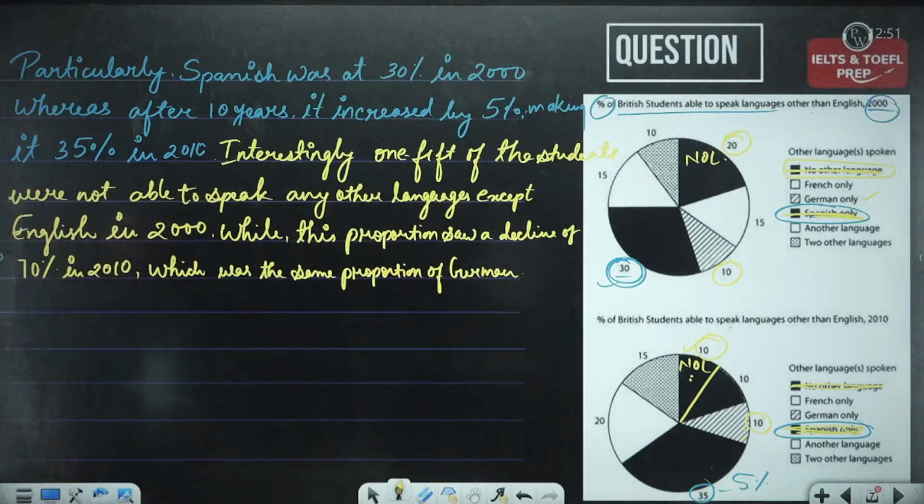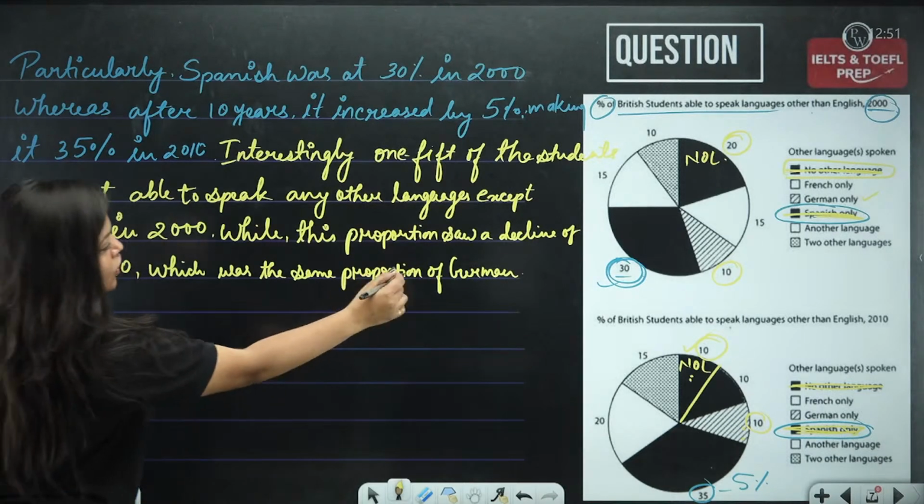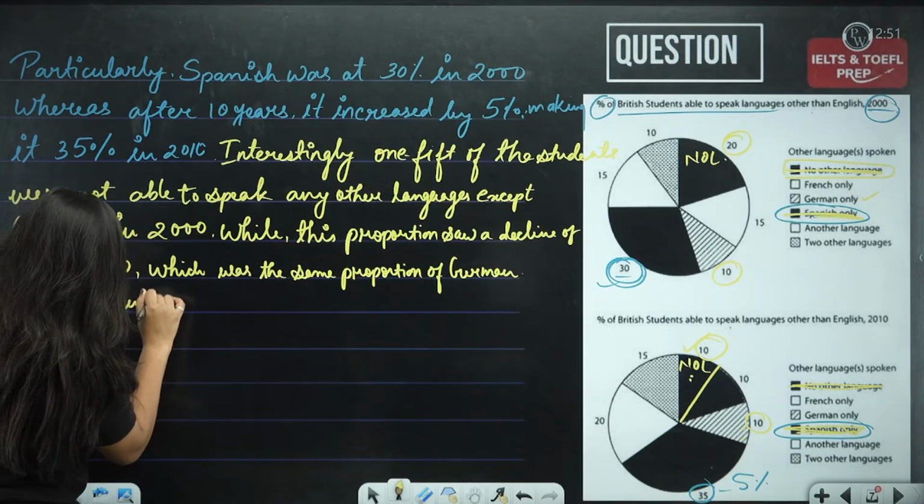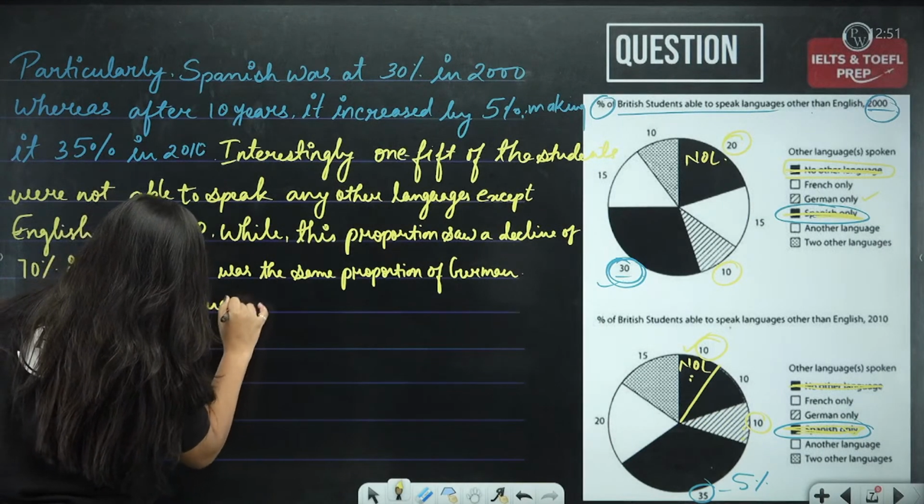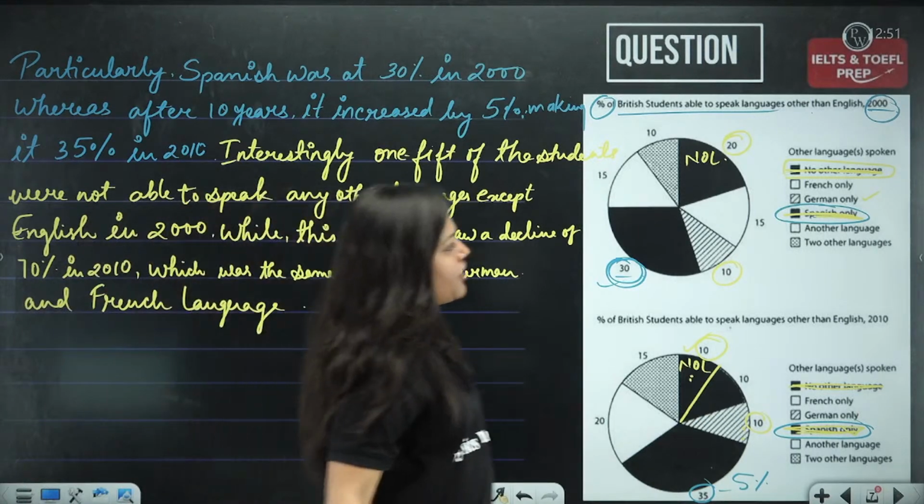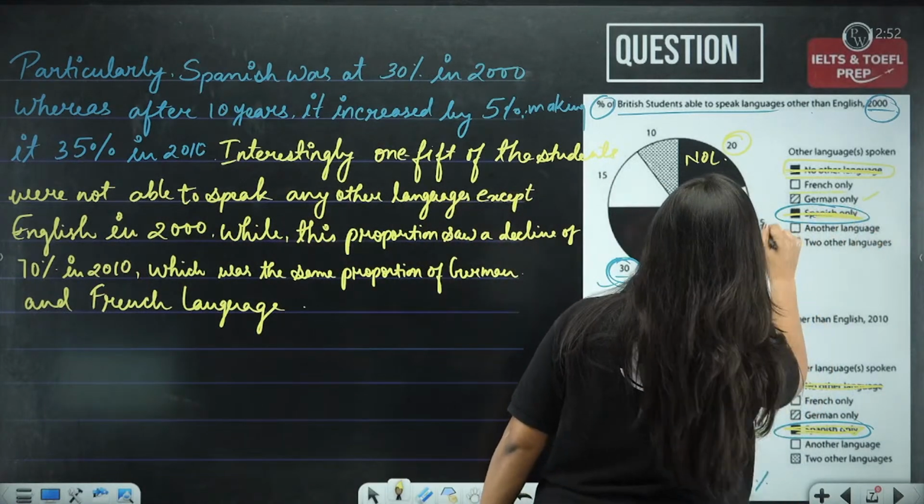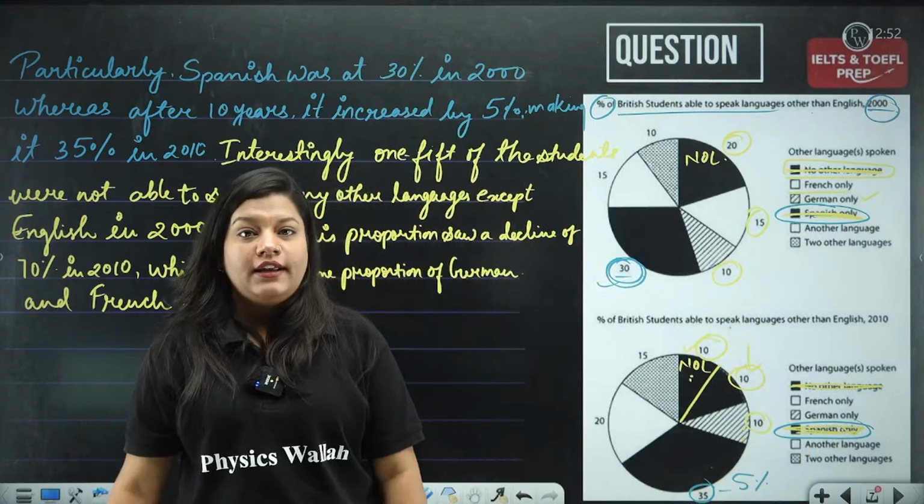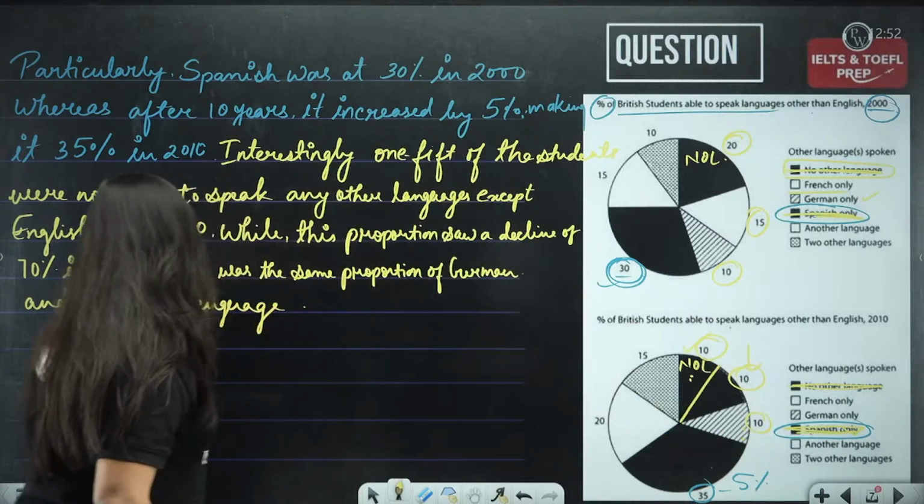Which was the same proportion of German. ठीक है? Fair enough? Done? German and French. अब आ जाओ यहाँ पे. फ्रेंच 15% था, यहां पे कितना डिक्रीज हो गया? 10% पे, राइट? फ्रेंच. Now German and French language.